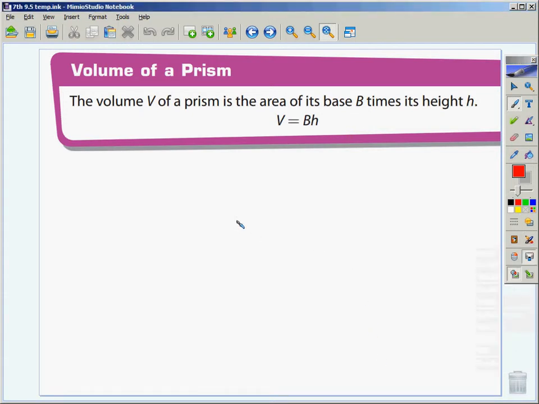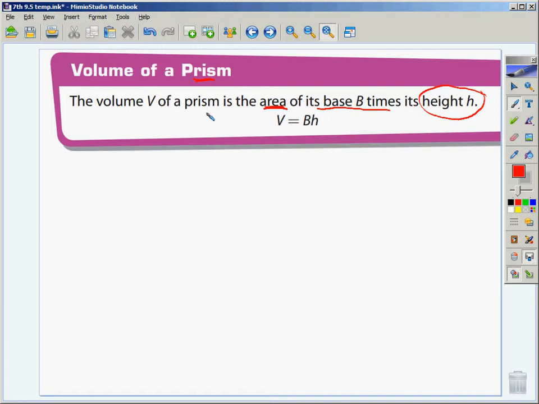Okay. If you'll notice, this formula looks a little bit like the surface area formula. There's some things that you've seen before, right? B is the what of the base? It's the area of the base, just like it was before. H is the height of the prism. It's the distance between those two shapes.